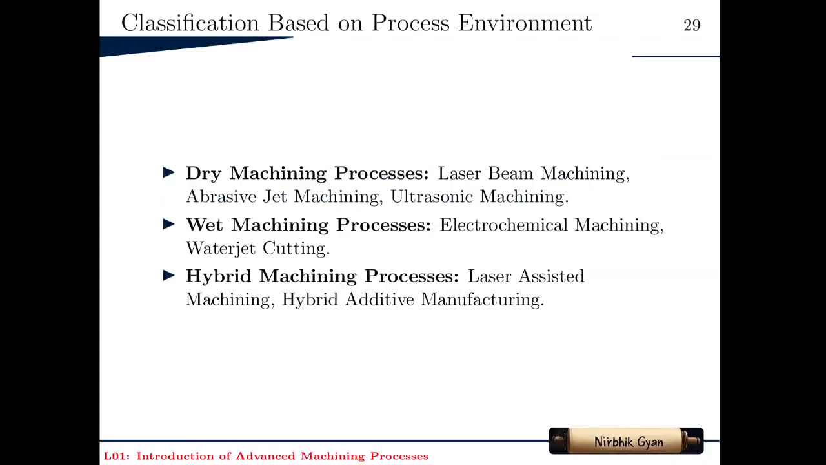Classification based on process environment. Dry machining processes, as we said, like laser beam machining, abrasive jet machining, and ultrasonic machining. These machining processes are almost dry in nature. And wet machining processes, electrochemical machining and water jet cutting, where machining takes place in wet condition. And hybrid machining processes, laser assisted machining, hybrid additive manufacturing, etc.